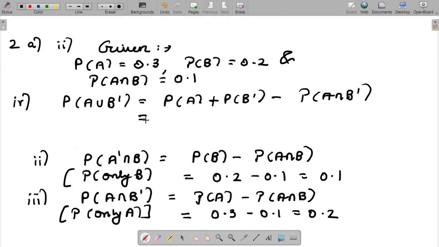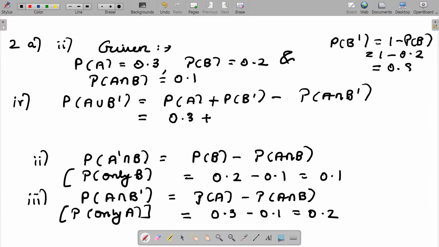Now, probability of A is 0.3. Probability of B complement is just 1 minus probability of B. I'm writing it here, guys. Probability of B complement is just 1 minus probability of B. How much is probability of B? 0.2. So 1 minus 0.2 is how much? 0.8.